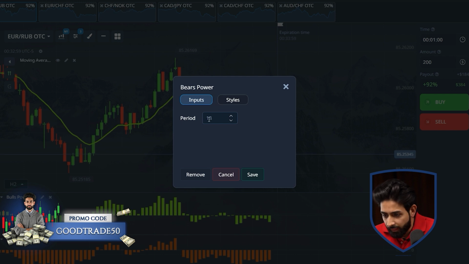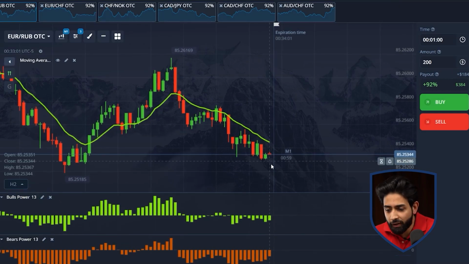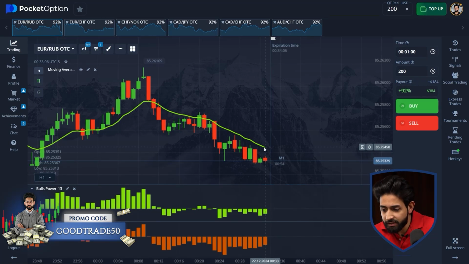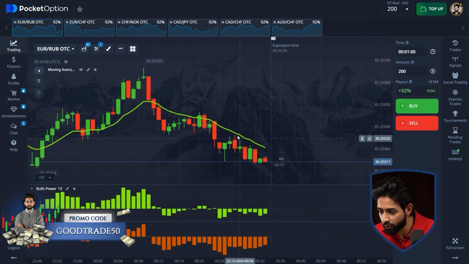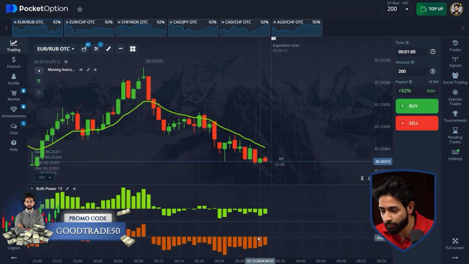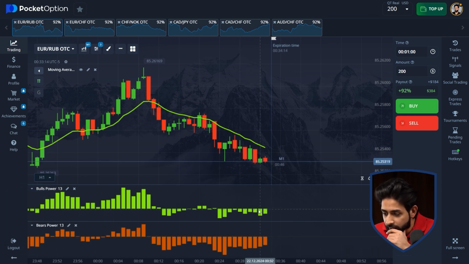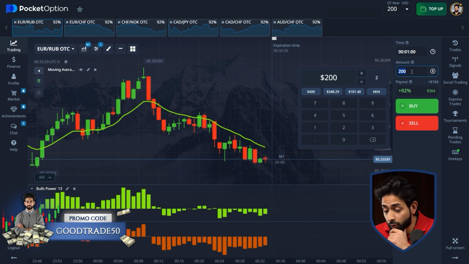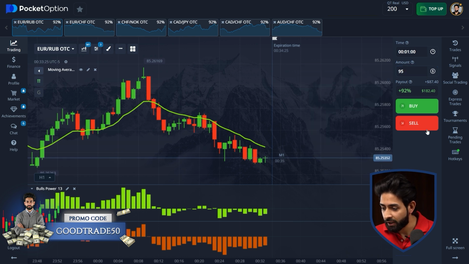All right, so we are in the first trade for the euro against the ruble, and it seems like we will be having an entry here. We can see the market is actually in a downward trend. There is a downward trend over here, and we are going to go with the price action. We are going to go with the market, and for this trade we will be going with an investment of $95, and we are entering into a sell.